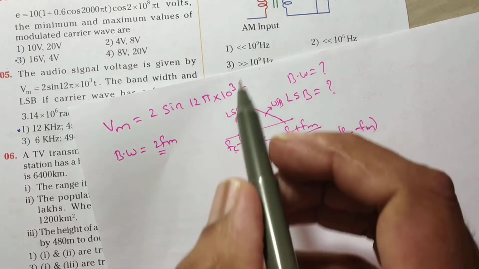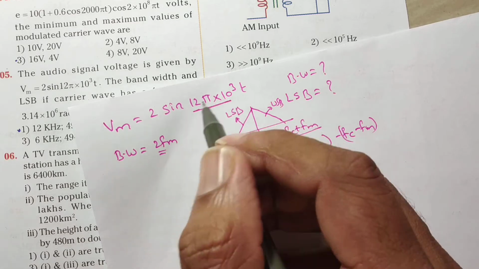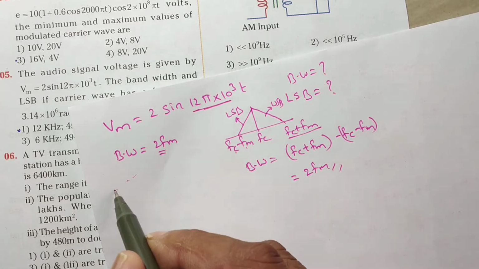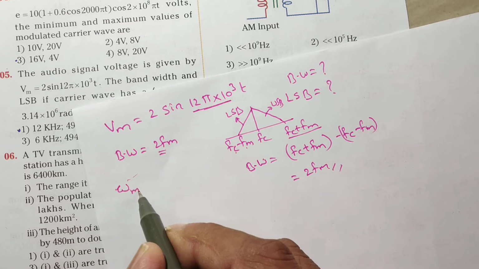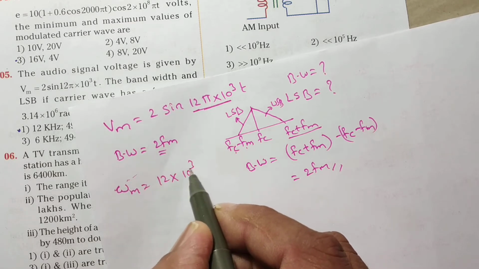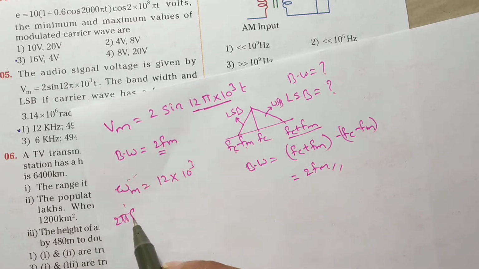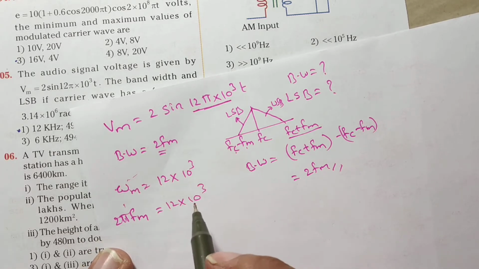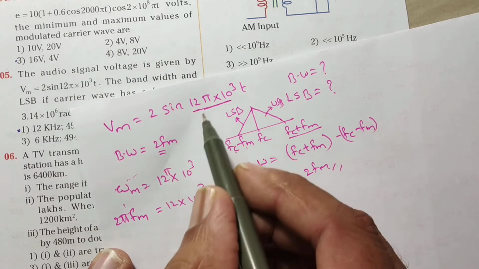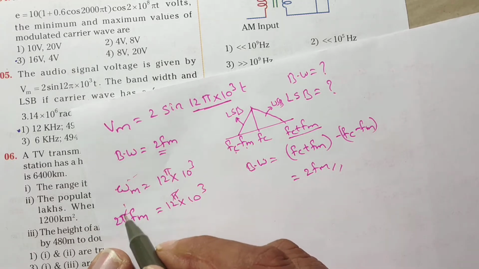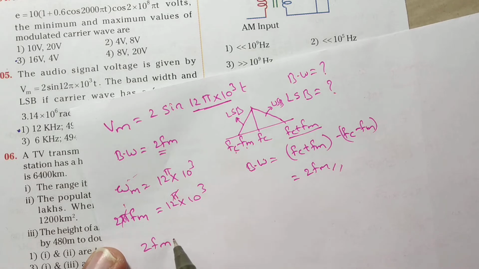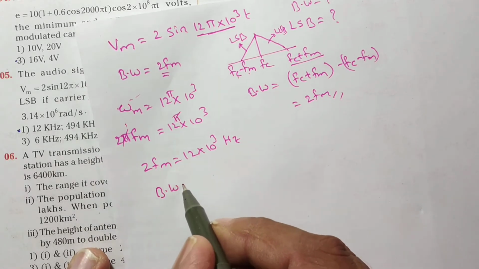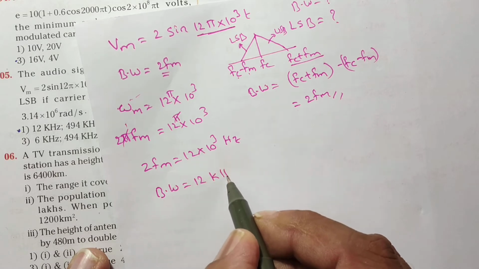Now we just compare these two things. From here, omega m is equal to 12 pi into 10 to the power of 3. Omega means 2 pi Fm, is equal to 12 pi into 10 to the power of 3. Pi gets cancelled. That means 2 FM we are getting as 12 into 10 to the power of 3 hertz. 2 FM is the bandwidth. Now bandwidth is equal to 12 kilohertz.